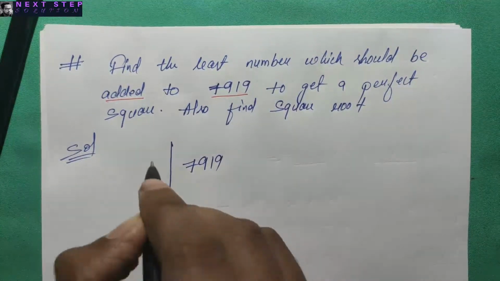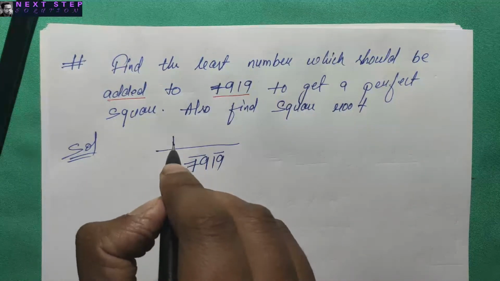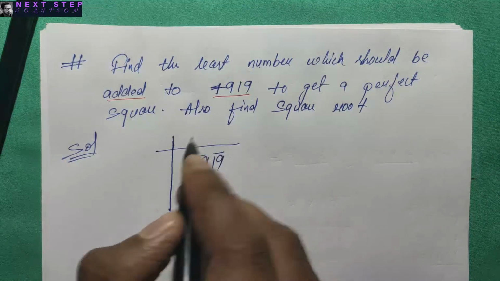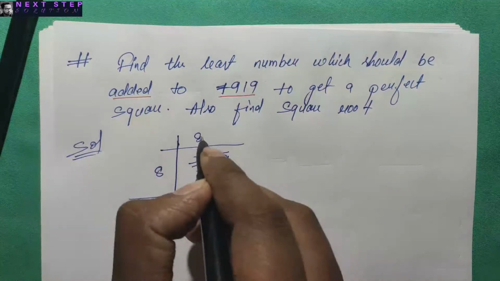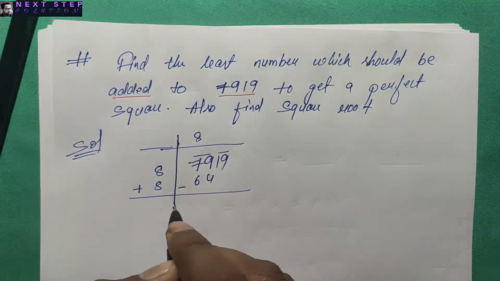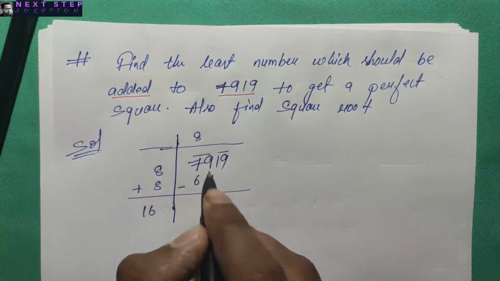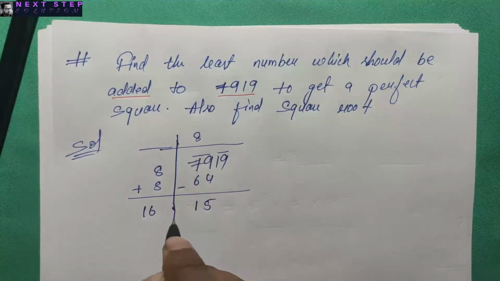7919, and the long division format is like this. We pair up the two numbers nearest to 79, which is a perfect square. The perfect square near 79 is 9, but 9 9s are 81, so we cannot take 9. We take 8, since 8 8s are 64. Now we write down this 8 here, and we add this and subtract this. If we add 8 plus 8, it gives 16, and if we subtract, 79 minus 64 gives 15.